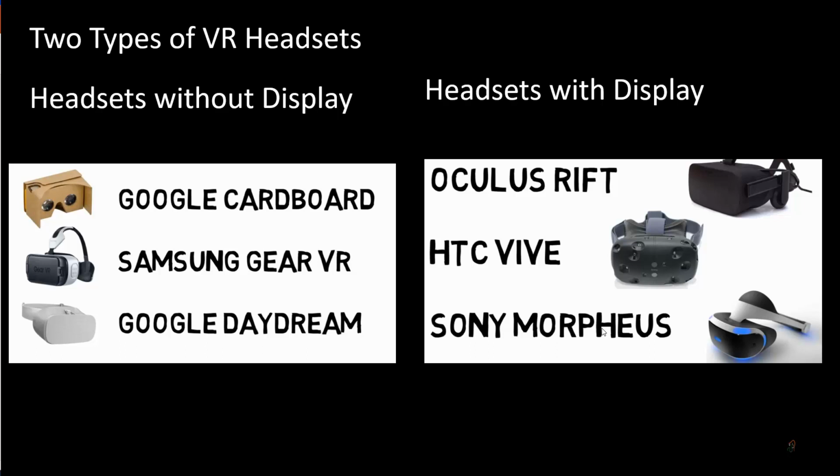The other kind of headsets are headsets with display. That is Oculus Rift, HTC Vive, Sony Morpheus. All these headsets come with a display so that you don't need a mobile to use along with them. Right now these headsets are quite expensive. Rift will cost you a minimum of around 65 to 70,000 rupees. HTC Vive is around 60,000 rupees. Sony is around 25 to 30,000 rupees.